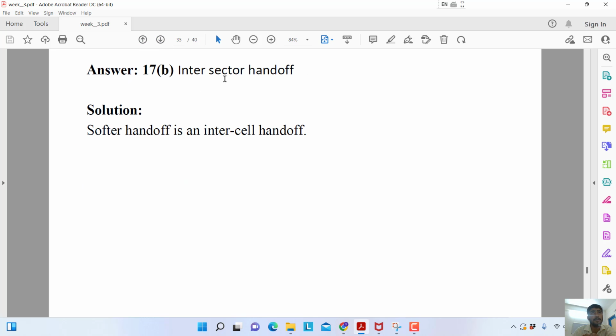The answer to this question is inter-sector handoff. Soft handoff is related to inter-cell handoff. As sir discussed, soft handoff, hard handoff. So soft handoff will come in the category of inter-cell handoff.